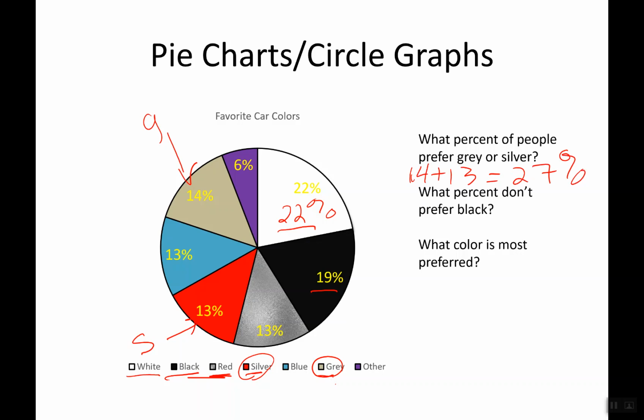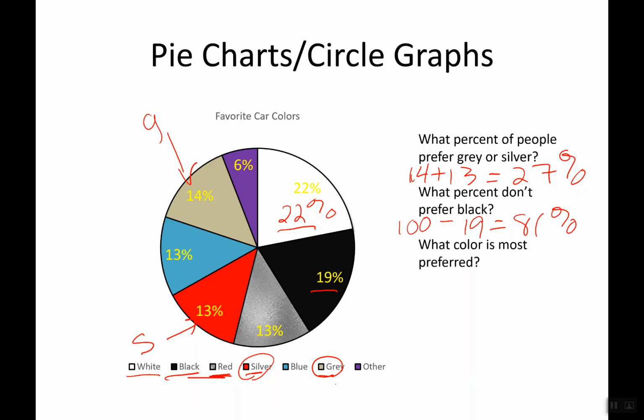Then the next question says, what percent don't prefer black? Okay, so I want you thinking complement rule. We've talked about the complement rule before. It would be what else? So if they don't like black, they like one of these other colors. You could add them up, but that's a lot of work. So why not just say, I know the total is 100. I can subtract 19% and say 81% didn't pick black as their first choice.